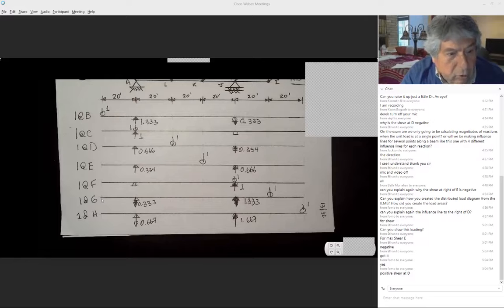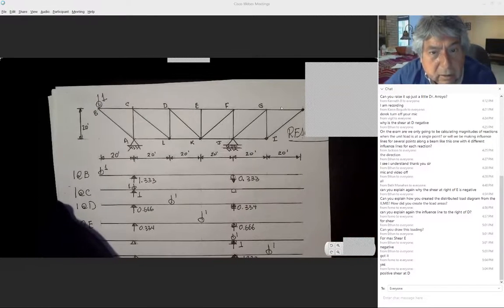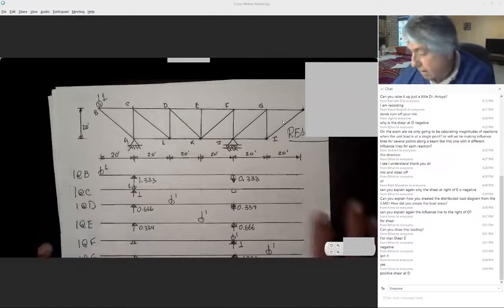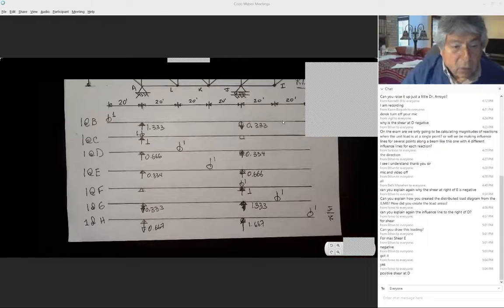This location, unit load at G, and G is here on the top. So when the unit load is at G, look how now this force, instead of going up, goes down. 0.33 and 1.33. This is a very common mistake. Finally, the unit load is at H. We compute this reaction the same, down and up.